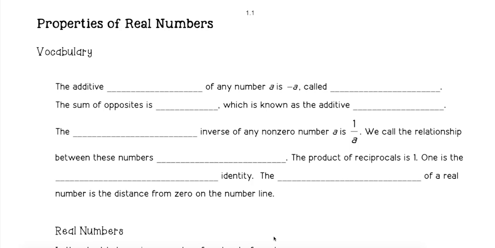These are notes for 1.1, properties of real numbers. Okay, so we're just going to go through some properties first, and then we will go into how we break down real numbers, the different categories.